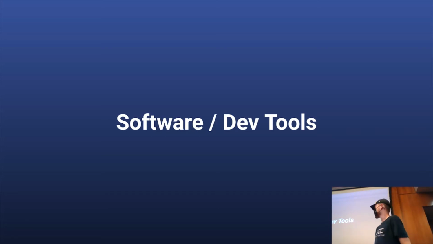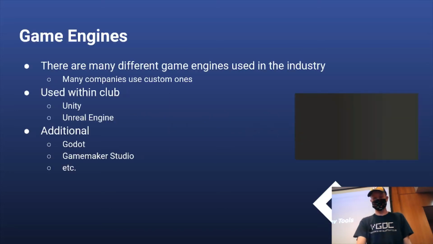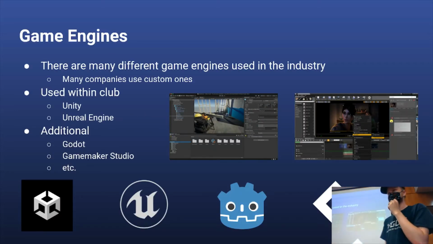So there's so many different types of jobs within a game development team. There's a lot of different software that everyone can use. We'll start off with game engines. This is what you build your game in. There are many that are free to use for the public, but also a lot of companies have their own that they build in-house that are private and they don't let anyone see.